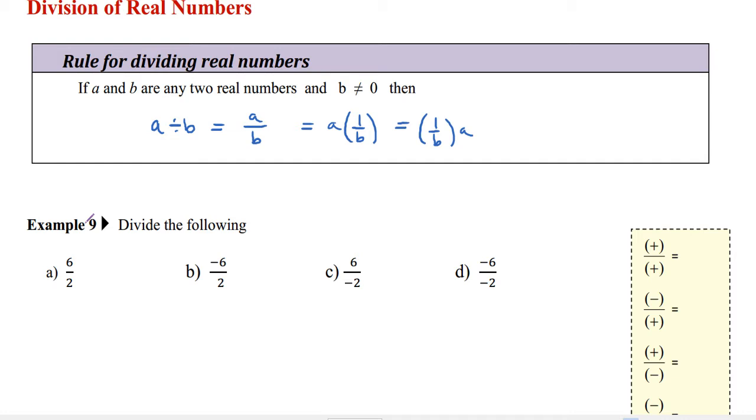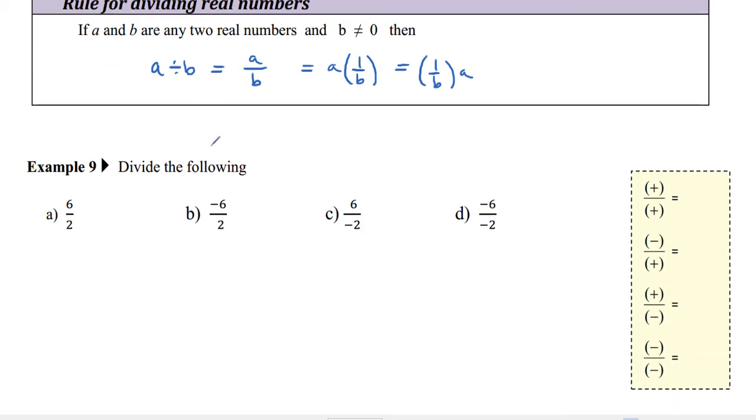So let's divide the following. One thing to keep in mind before we do these: the sign conventions are very similar to multiplication. If the signs are the same, positive over positive, you get a positive. A negative over a negative also results in a positive. If you have an even number of negatives, you get a positive. If you have an odd number of negatives, you get a negative. So negative over positive is negative, and positive over negative is negative. Just keep that in mind.